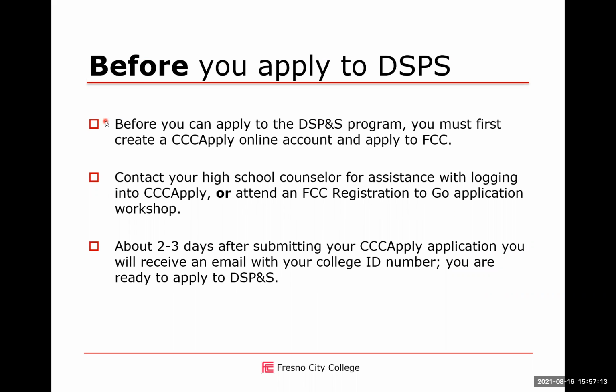Before you can apply to the DSPS program, you must first create a CCC Apply online account and apply to Fresno City College. Contact your high school counselor for assistance with logging into CCC Apply or attend an FCC Registration to Go application workshop. About 2 to 3 days after submitting your CCC Apply application, you will receive an email with your college ID number. You are then ready to apply to DSPS.